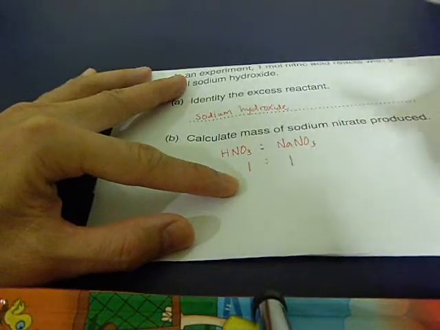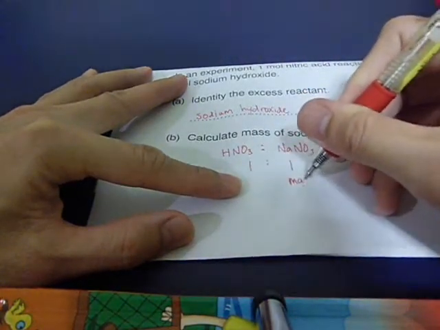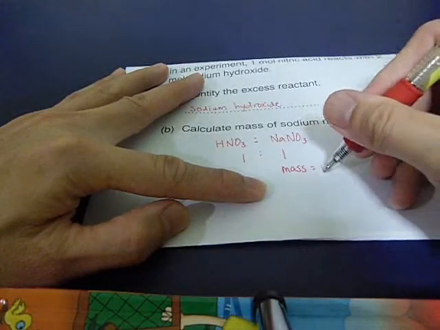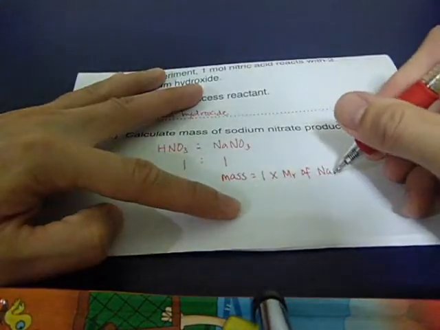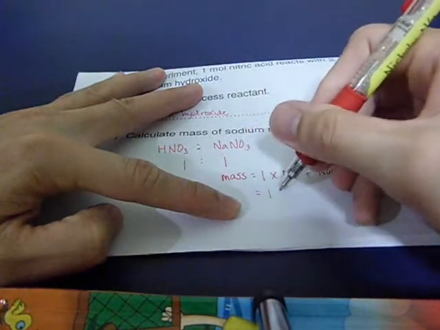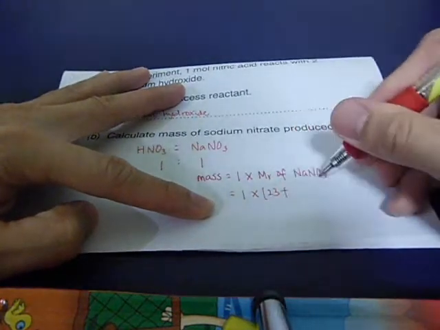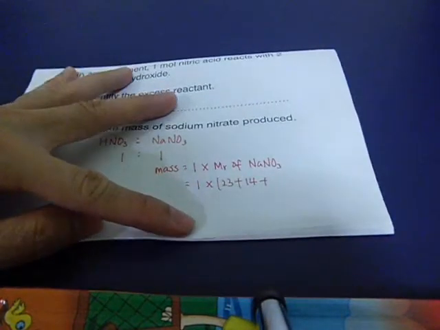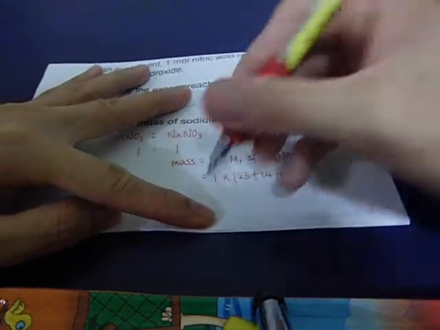But the question wants mass. So you have to ask yourself, 1 mole of sodium nitrate, what is the mass? The mass would be the number of mole times the MR. The number of mole is 1. What would be the MR of sodium nitrate? The MR for sodium nitrate would be 23, which is the AR for sodium, plus the AR for nitrogen, 14, plus the AR for oxygen, 16, but there are 3 oxygen atoms there.